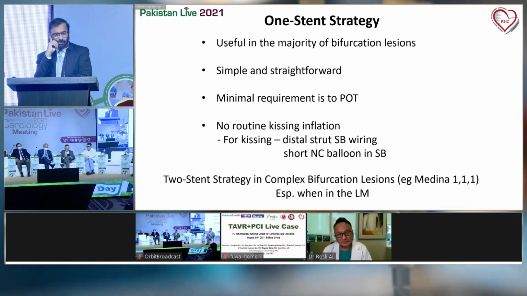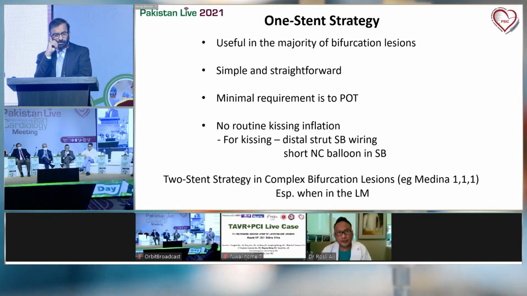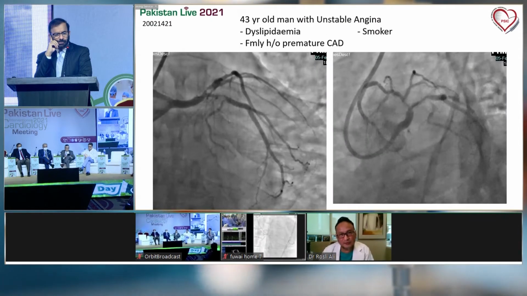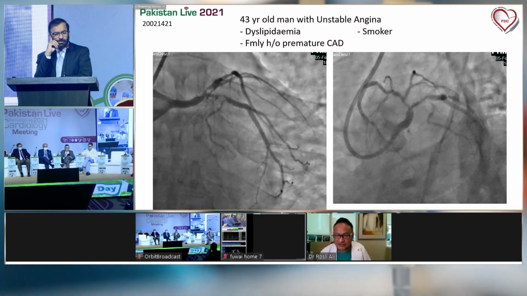But if you have to have a two-stent strategy, as defined by Dr. Chen Chong, especially in the left main stem, then go ahead and do a two-stent strategy. There are various two-stent strategies, but I've been asked to show TAP. So this is a 43-year-old man with unstable angina. And yes, in Malaysia we see young patients, just as you do in Pakistan.